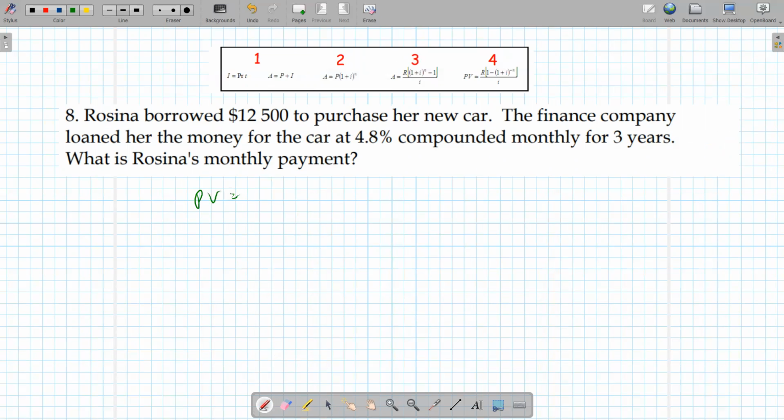So present value is 12,500. What's R? What's I? What's N? R is unknown. I is 0.004. And N is 36. Okay, N is 36. That's right. What about I? What did you say I was? 0.004. You divided by 12, right? Okay, yeah, that's right.